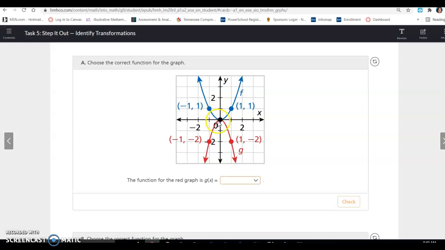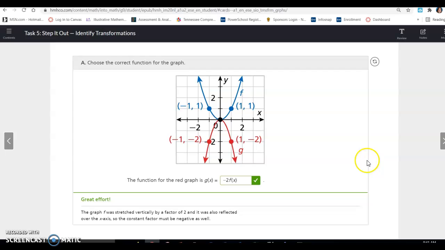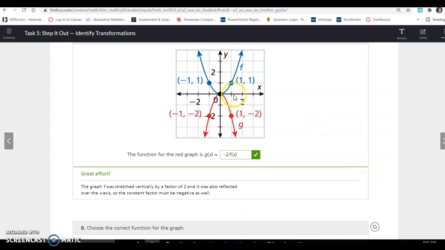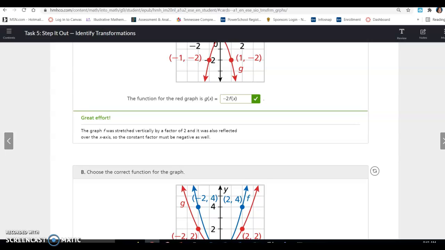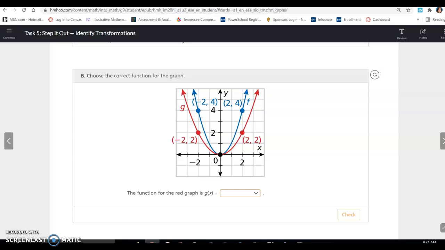So you can see the original function is blue. It's been reflected upside down. So what does that do? So the function of red is the graph of g of x. And then you can see too, it has also been changed a little bit with the width of it, because this is actually 1, 1, and this is 1, negative 2. So that's why it's got the 2 there, because this is actually stretched as well.